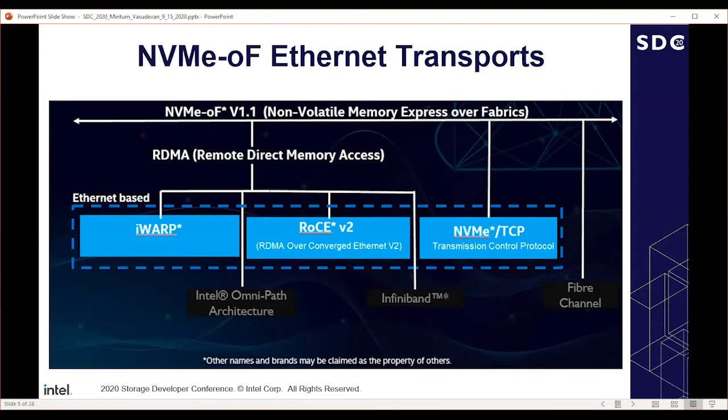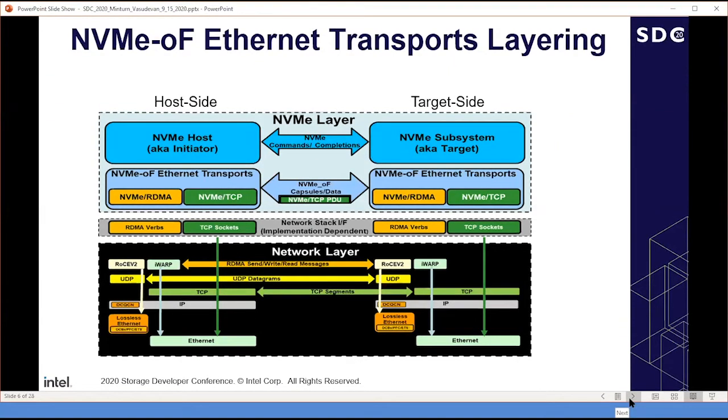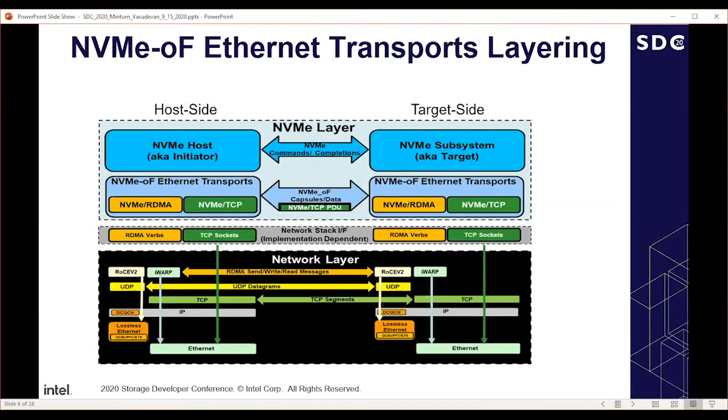is the other one. If you look at the layering for the NVMe over fabric transports, what you have at the top is the NVMe layer, and this is common across all transports for NVMe. You have a host and you have a subsystem. Subsystems are commonly referred to as targets, so that's sort of analogous. And underneath that abstraction NVMe layer, you have the transports, which are used to carry the NVMe commands and completions in what they call capsules.